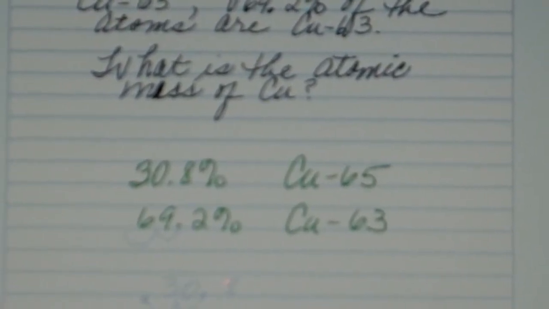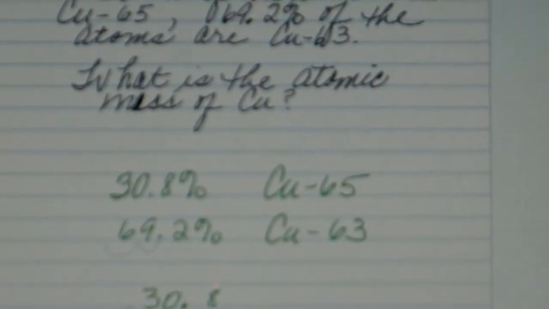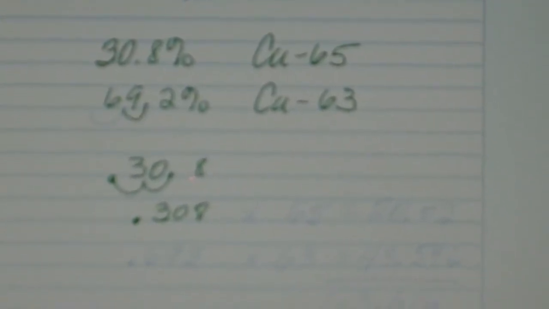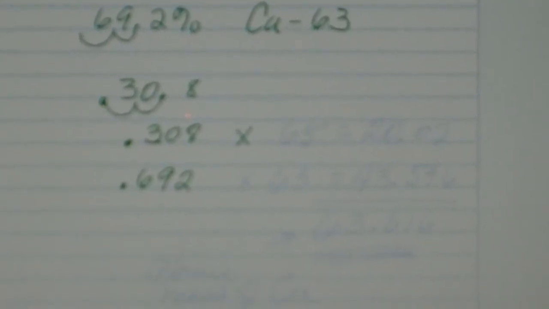So the way you solve this, you take the percentage and you make it into a decimal. So I have 30.8. I make it into a decimal by moving it 2 spaces, so now I have 0.308. And I take this 69.2 and I bring it over 2 spaces, and I'm going to end up with 0.692. I'm going to multiply by the masses. So for copper-65, I'm going to take that 30.8%, which is now 0.308, times 65. I'm going to take that 69.2%, which is now 0.692, and multiply that by the 63 that we have.